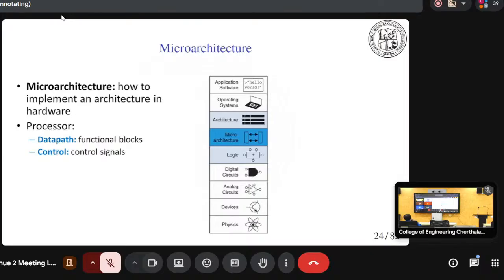Data part, right? Okay, so this is the whole flow of the abstraction layers of our processor. First, we have physics. Then information will be focused on the digital circuits. With the digital circuits, we develop the logic, and with the logic, we have the microarchitecture. Then we have the top levels, like architecture, operating system, and application software.